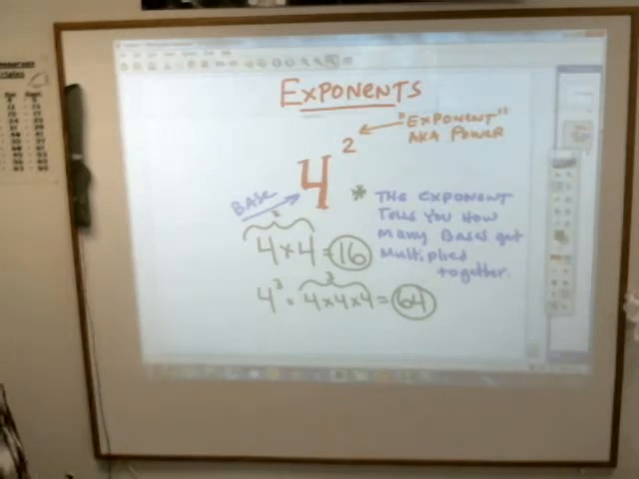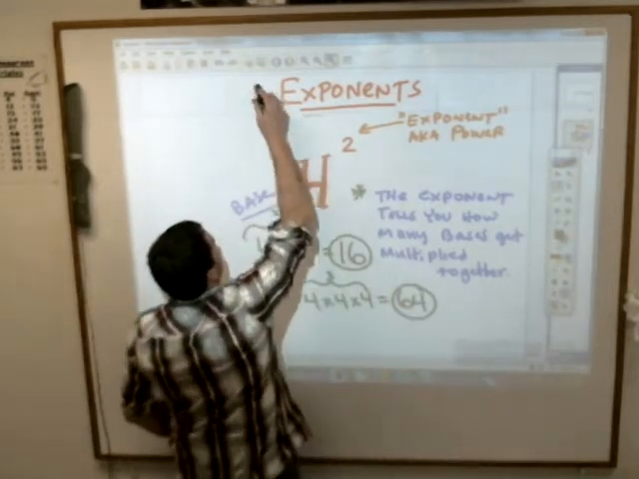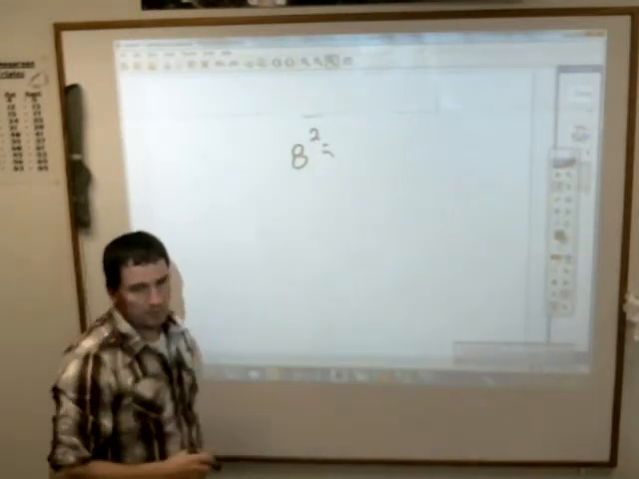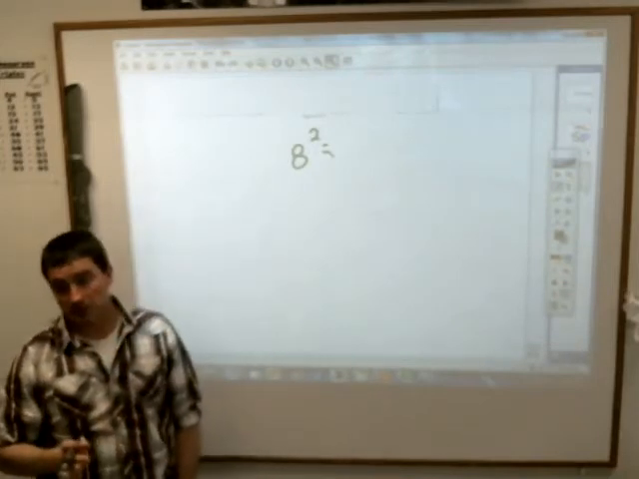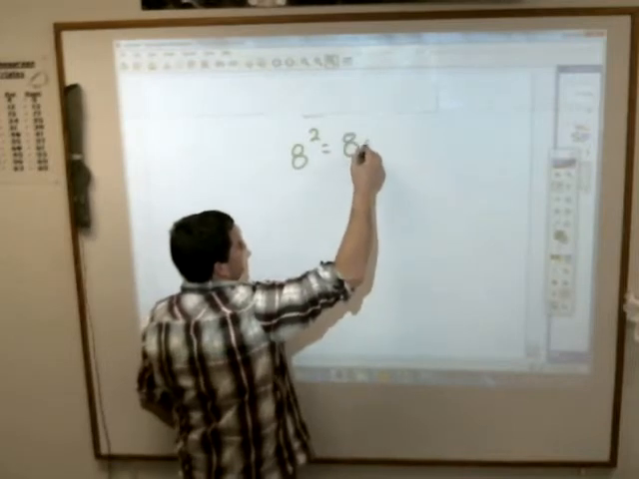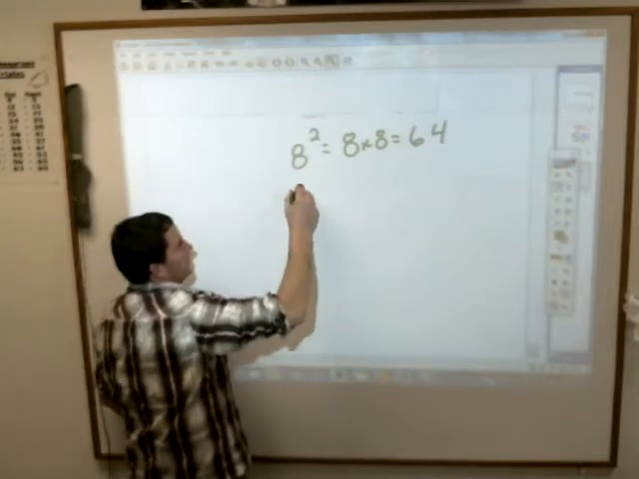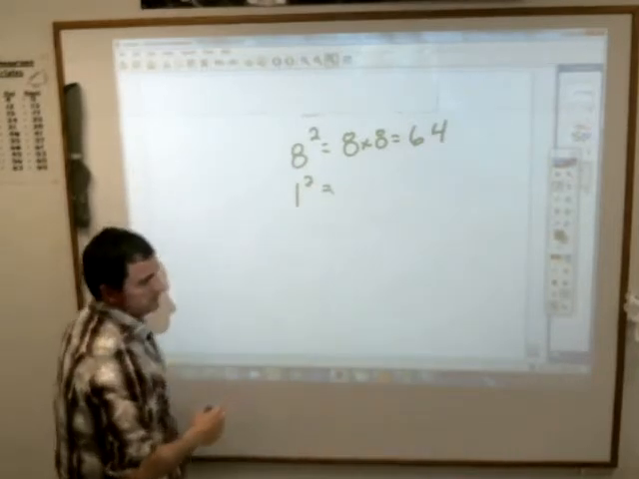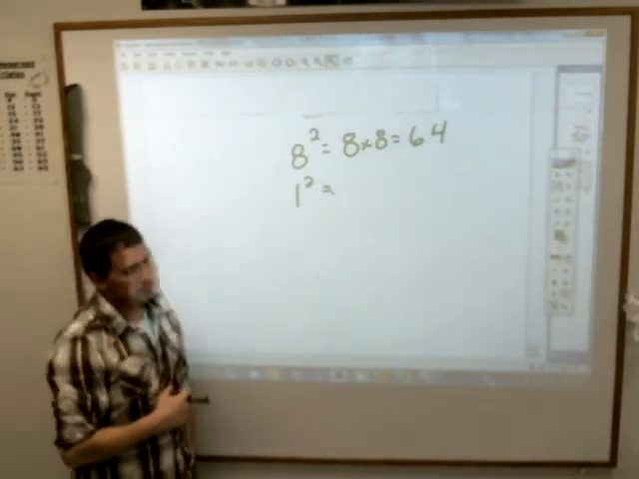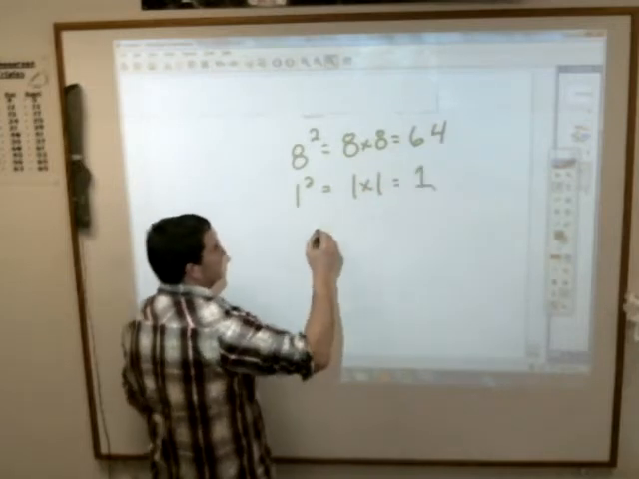Okay, let's do a couple more examples and then we'll talk a little bit more about that. So, if I gave you 8 to the second power, what would that be? It's not 16. Michael, it's? 8 times 8 is 64. Correct. It's 8 times 8, which is 64. I gave you 1 to the second power. This is always a fun one. 1 to the second power is, Alexa? 1 times 1. Which is? 1. Correct.